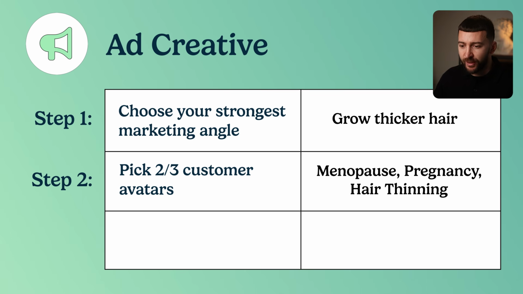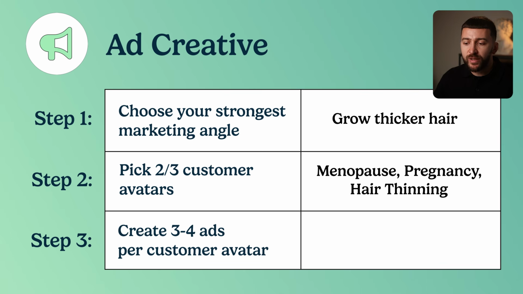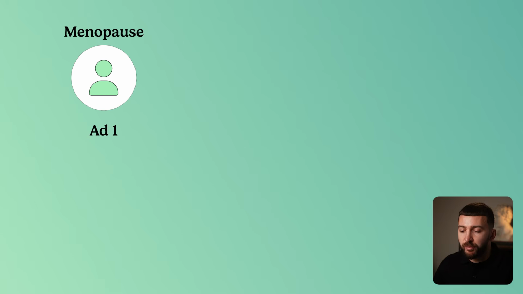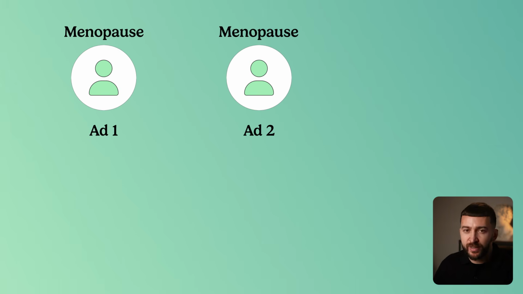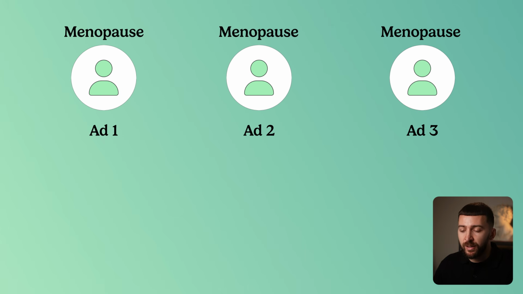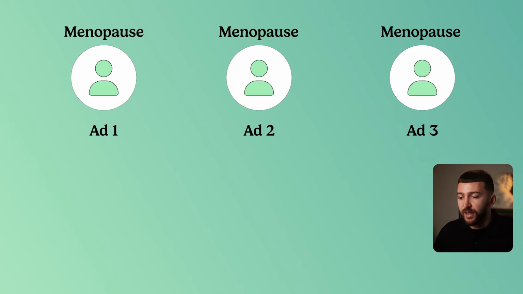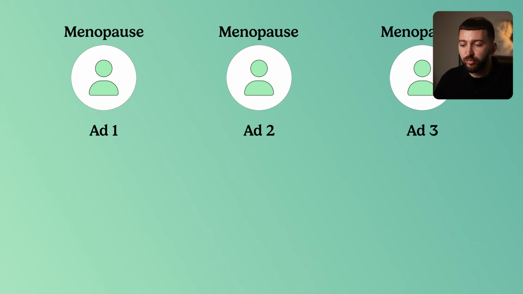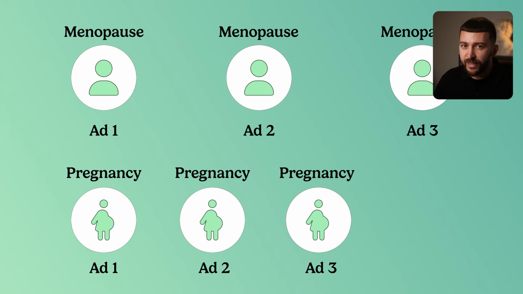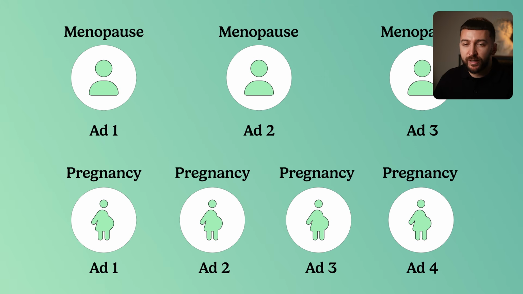So step 1, pick a marketing angle. Step 2, pick 2 or 3 customer avatars. Step 3 is to create 3 to 4 ad creatives per avatar. So if you pick 3 avatars, you're going to create 9 to 12 ad creatives. So you could have menopause ad 1, menopause ad 2, menopause ad 3, and they're all about growing thicker hair for women going through menopause. And then our second avatar is going to be pregnant women. So we're going to have pregnancy ad 1, pregnancy ad 2, pregnancy ad 3, pregnancy ad 4, and that's going to be about growing thicker hair as a pregnant woman. Then we've got a batch of ads, okay, to start with.